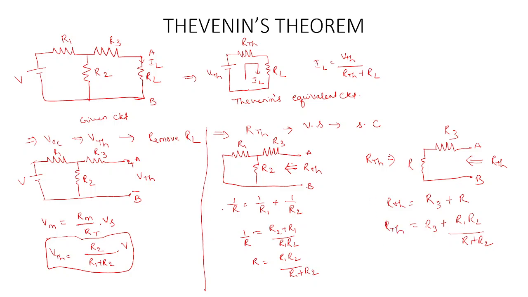Once R Thevenin and V Thevenin are obtained, Thevenin's equivalent circuit will be drawn and the current passing through the load resistance can be obtained. Let us consider a simple example in order to understand Thevenin's theorem. So consider 10 ohms, this is 4 ohms, and here it is 5 ohms.